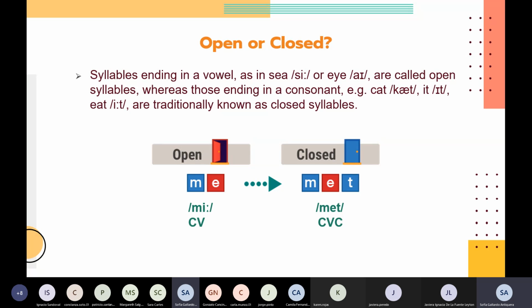So, in this case, we will have the word me, and as it ends with a vowel, it would be open. And we also have the word met, and as it ends with a consonant, it is closed. Okay, we can also see here that with the phonetic transcription, we can recognize if it is a consonant or a vowel and how it ends, whether it's closed or open. Okay, is it clear? Please try to write this down because we will work on some activities later and you will need to know this, please, okay?